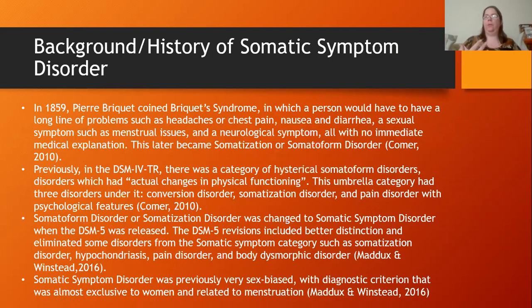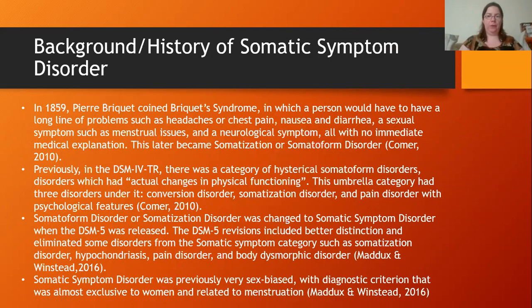As they went into looking over everything and discussing and modifying the DSM for the current version, somatoform/somatization disorder was changed to somatic symptom disorder, and included a better distinction to better aid medical practitioners in proper diagnosis, and to clarify that the absence of a medical explanation in and of itself does not constitute a diagnosis, but we'll get into that in a minute.